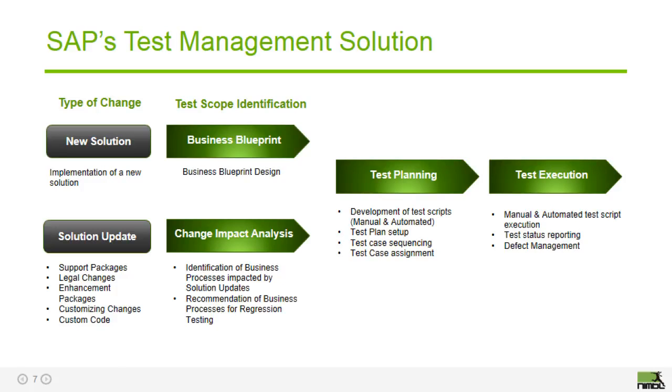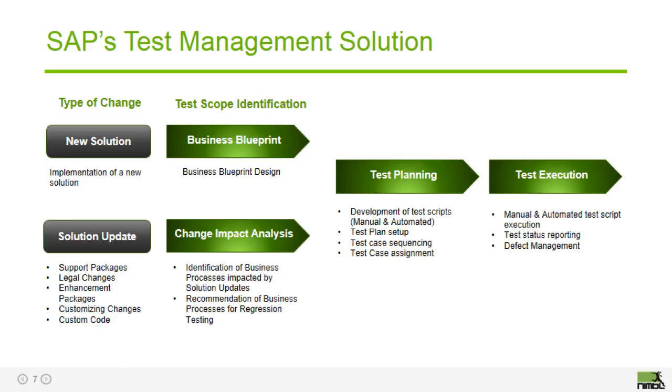scope is. Then we need to provide change impact analysis. Once we know what the business processes are, if we are introducing change, be it a support pack or enhancement pack, what are the processes that are going to be impacted? Thus, we know what scope needs to be tested. Once we have that, we can facilitate test planning, which is development of test scripts, sequencing, automated test scripts, etc. All of that can be done, and then we can actually execute those test scripts.